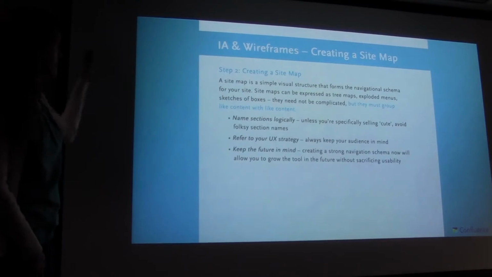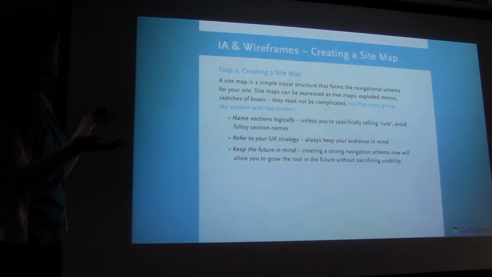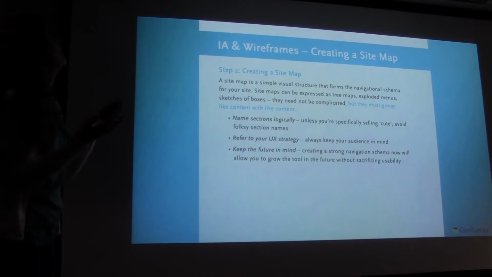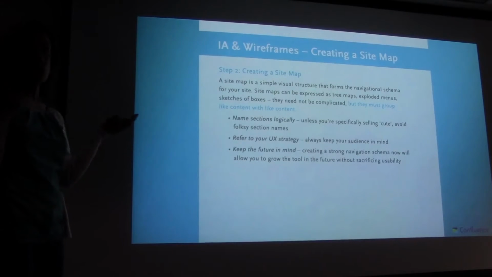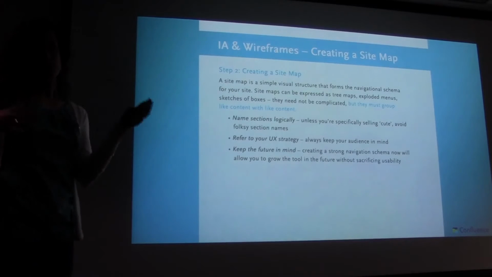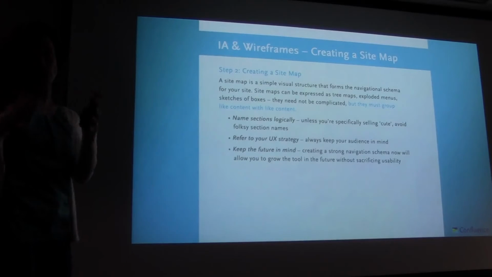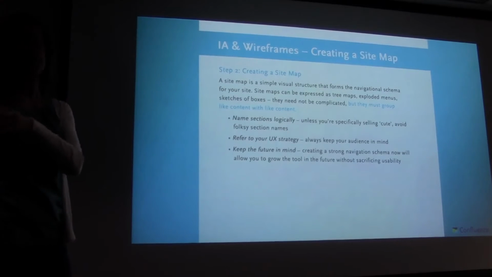Okay, so step 2, creating a sitemap. A sitemap is a simple visual structure that forms a navigational schema for your site or your tool or your app. Sitemaps can be expressed in myriad ways. Again, there's really no right or wrong when it comes to this type of work. Just what works best for you, what works best for your team, and the content that you have.